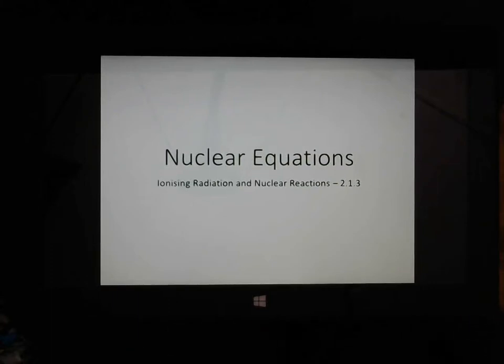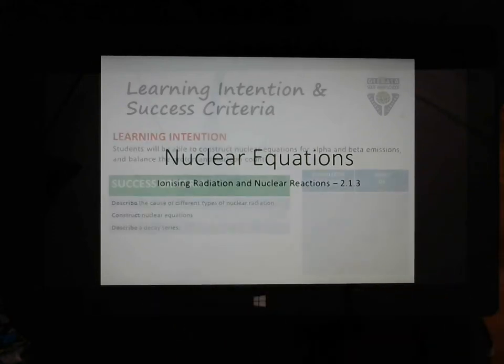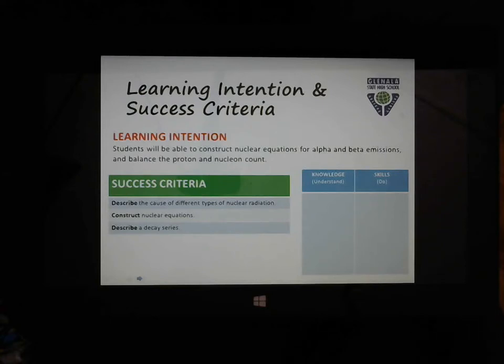Alright, g'day, welcome to lecture 1.3 of Unit 2, Nuclear Equations. Here are the learning intentions and success criteria for this chapter. Please pause the video and attempt to complete the knowledge and skills table.